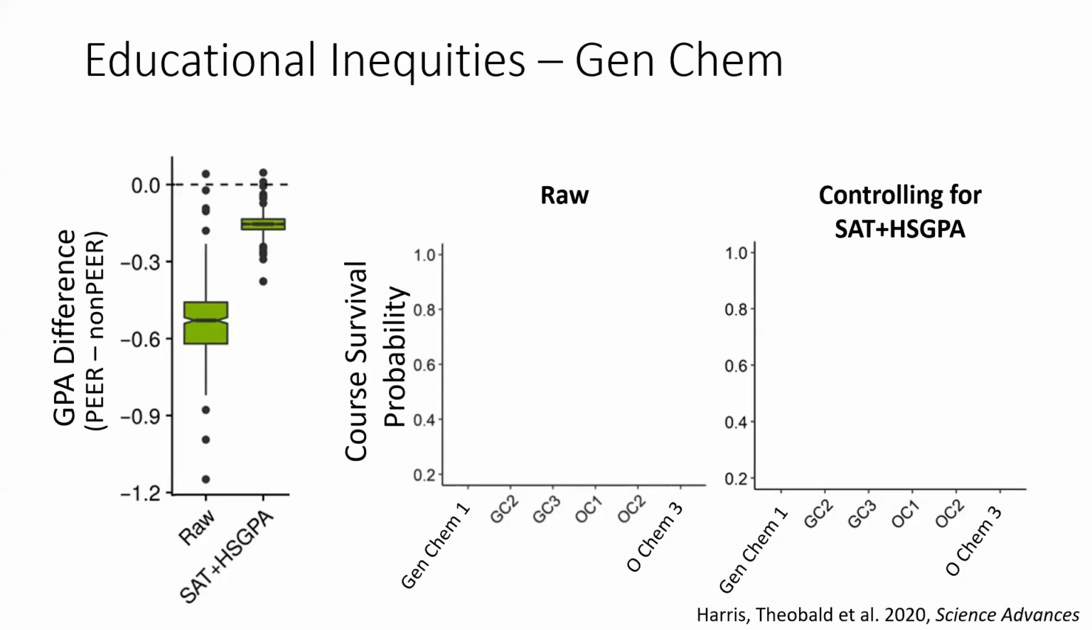So what we're looking at here on the x-axis in both plots is the six-course chemistry series, three quarters of Gen Chem, three quarters of OChem, and the course survival probability. On the left is the raw survival probability, and on the right is the survival probability controlling for SAT score and high school GPA. And I'll show you the disaggregated data. First, if we're looking at non-PEER students, so these are students who identify as white and Asian, we see some attrition through the series.